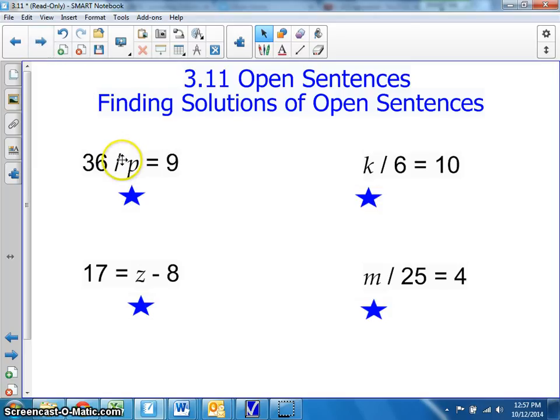Do these on your own, please. This is not 10. Hint, hint. What number cut into 6 parts equals 10?